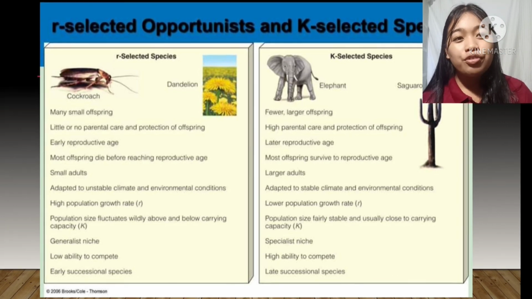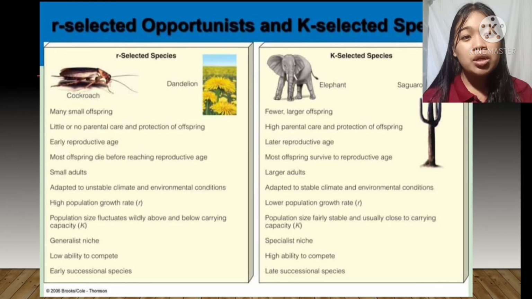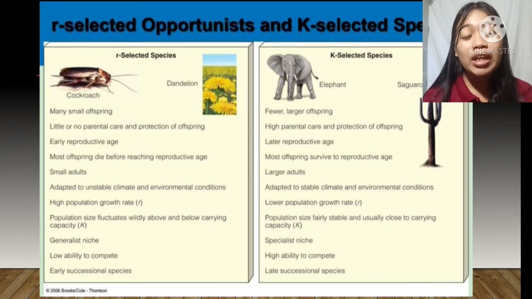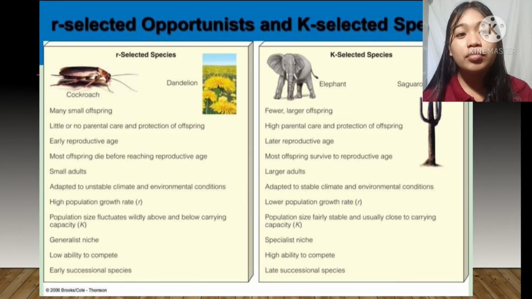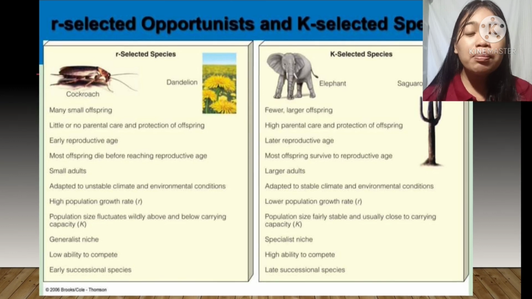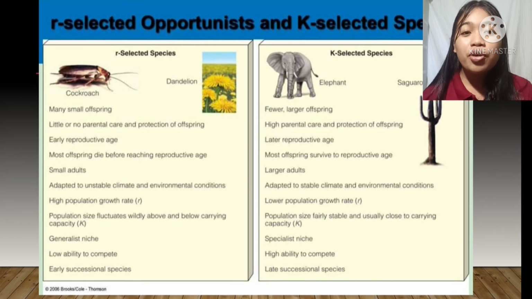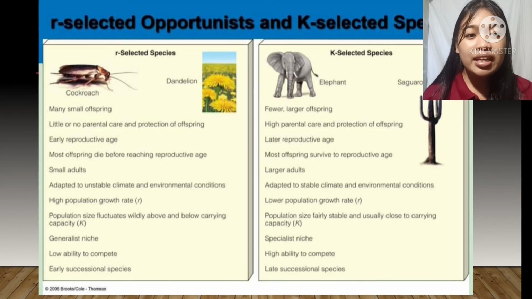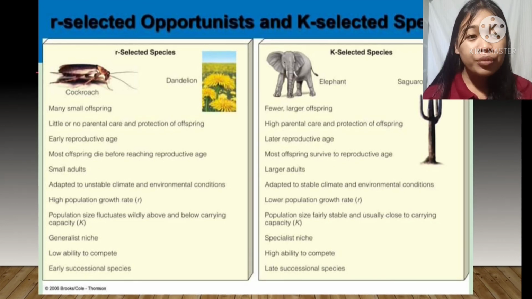So, one example of this is the elephant sa Manila Zoo. So, pila na to iyahang edad. So, they can survive, no? So, larger adults adapted to stable climate and environmental conditions. Lower population growth rate. Population size fairly stable and usually close to carrying capacity.